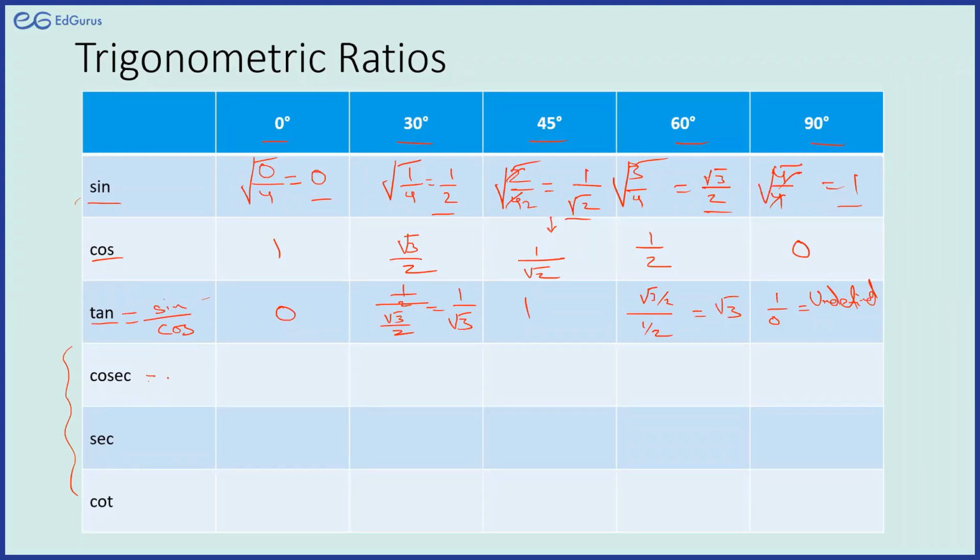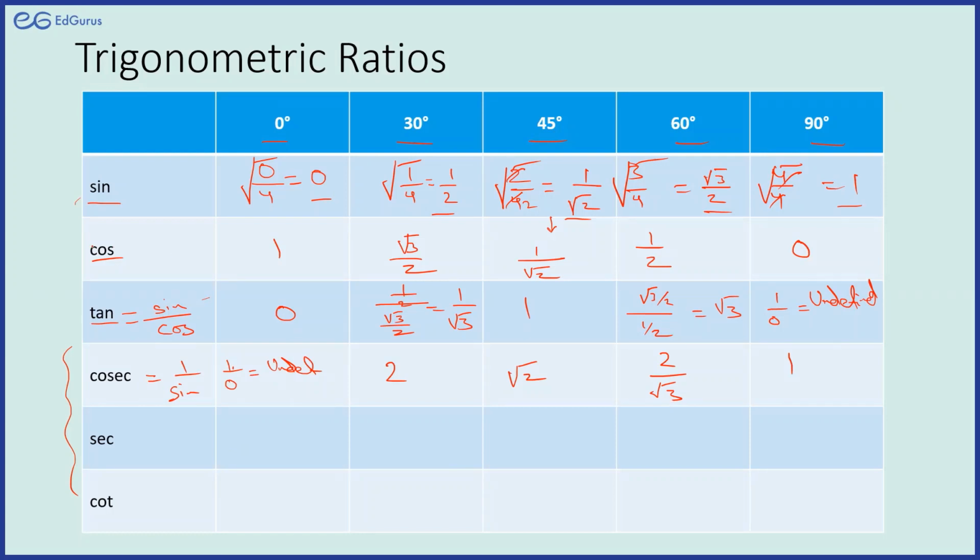Cosec is nothing but 1 by sine. So fill it from the topmost row. So 1 by sine means 1 upon 0. So this is undefined. 1 by 2. So 1 upon 1 by 2 is 2. 1 upon 1 by root 2 is root 2. This will be 2 by root 3. And this will be 1.